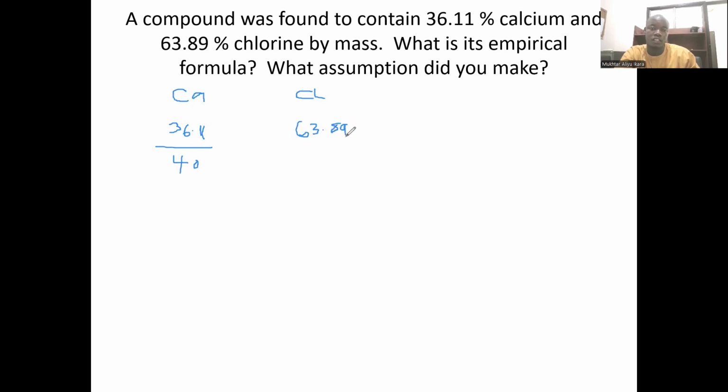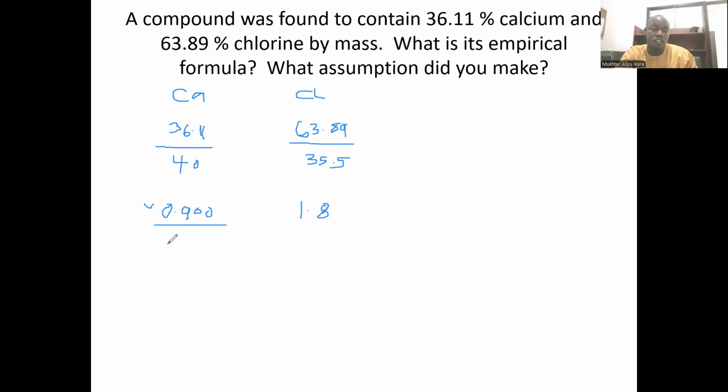So 63.89, and then you divide it by the molar mass of chlorine. The molar mass of chlorine is 35.5. So when you divide this by this, it is going to give us 0.900. And if you divide this by this, that is where we are going to get that 1.8. So now by looking at this one and this one, which one is the smallest? Of course, this one is the smallest, so you divide through by this.